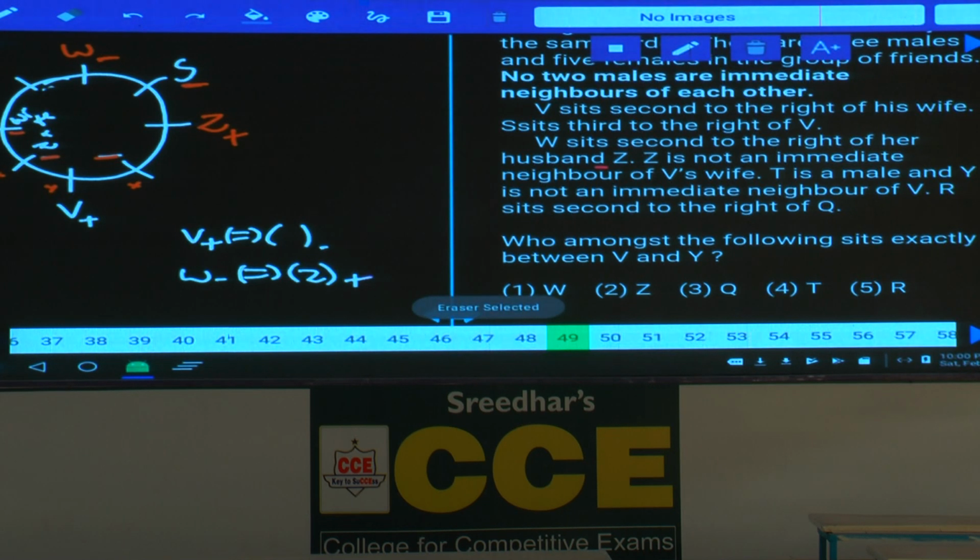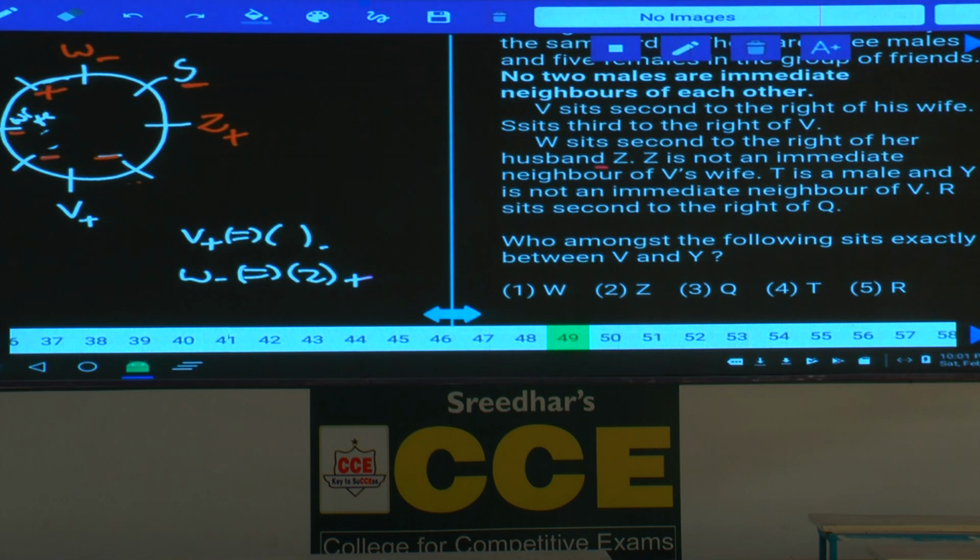Hence, the other male must be here only, because no two males are adjacent to each other, isn't it? Hence, these are the 3 males, and these 3 males are not seated adjacent to each other. Clear now? W sits second to the right of her husband Z. Z is not an immediate neighbor of V's wife.